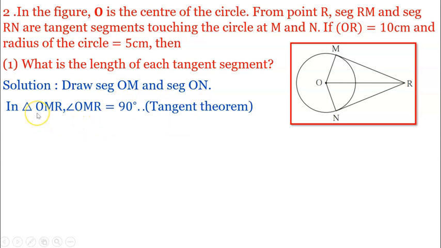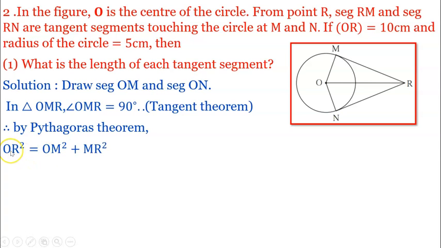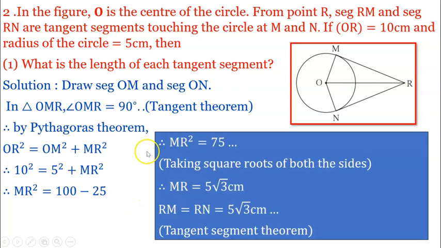In triangle OMR, angle OMR is equal to 90 degrees, by the tangent theorem. By the Pythagoras theorem, OR square is equal to OM square plus MR square. 10 square is equal to 5 square plus MR square. Therefore, MR square is equal to 100 minus 25. Next, MR square is equal to 75.